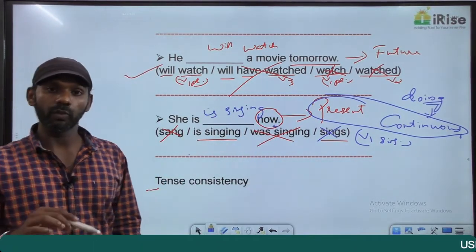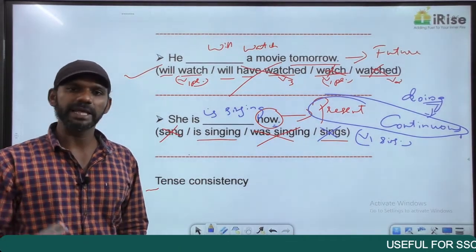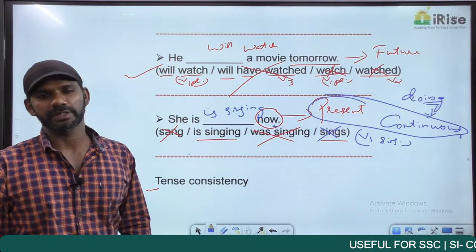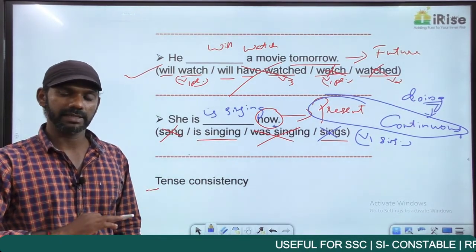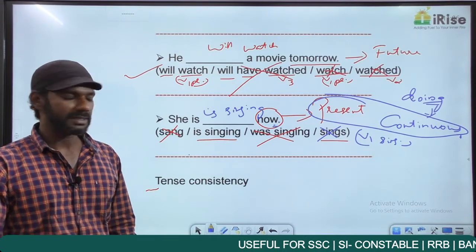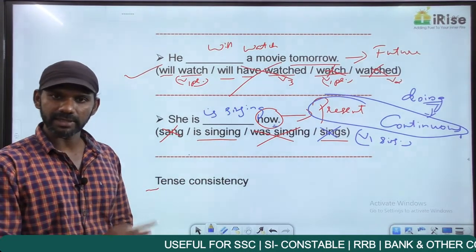She is singing now. What is she doing now? She is singing now. I am teaching now. They are playing now. He is sleeping now, etc. So now refers to present tense, present continuous tense: what we are doing at the moment. So what is she doing now? The answer is she is singing now.